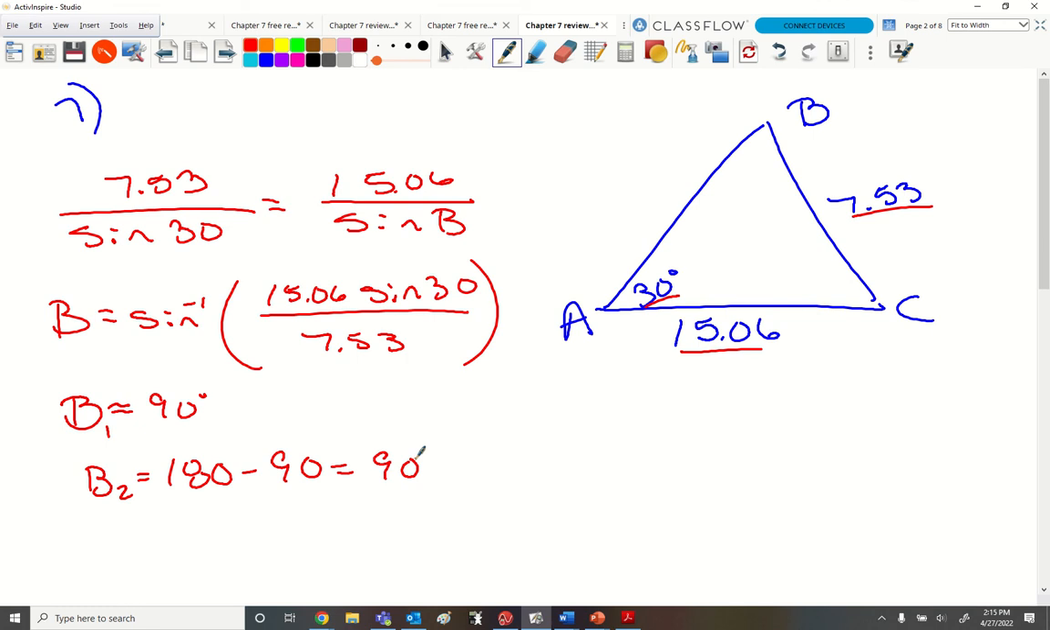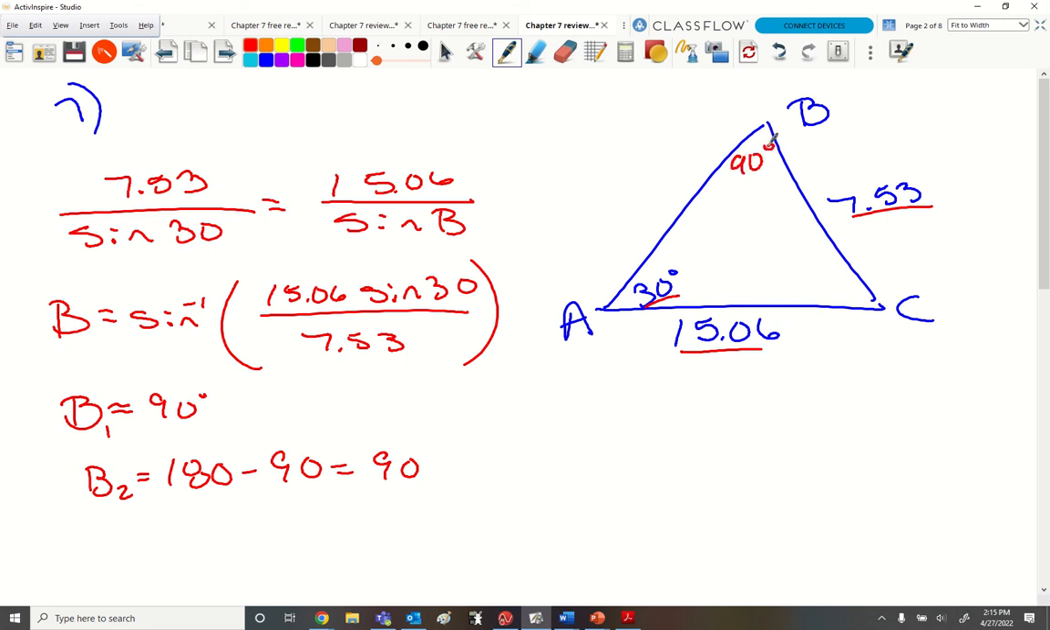Both B1 and B2 are 90. Usually at this point, if this is not 90, it comes out to be something else, and then I get a B1 and a B2, and that's why I separate two triangles. But do I have to do the second triangle? No. Okay, so we said B is 90.